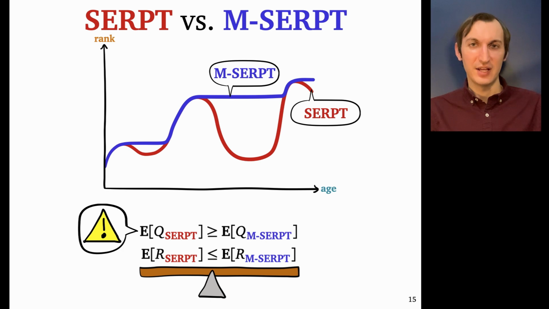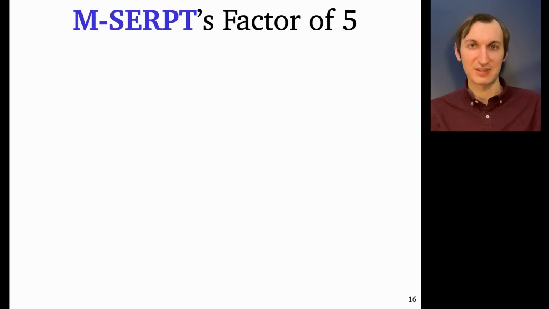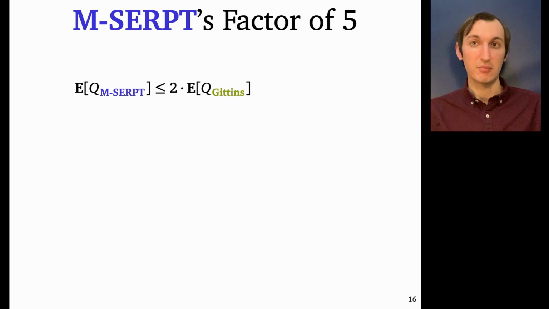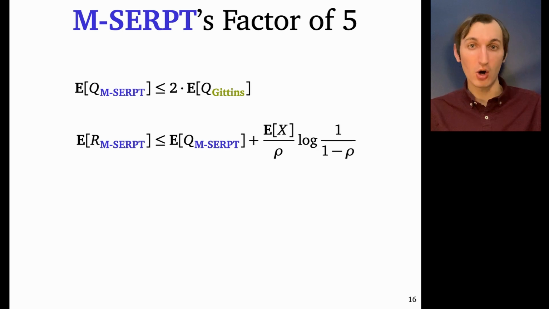So, now that we've seen why we need M-SERPT at all, let's see where this factor of 5 comes from. That comes from the two steps of our proof of M-SERPT's approximation ratio. The first step has to do with bounding the Q part. We have that EQ M-SERPT is less than 2 times EQ Gittins. This is the first major step in our proof. The second major step bounds the R part. It says ER M-SERPT is at most EQ M-SERPT plus a slowly growing function of load.